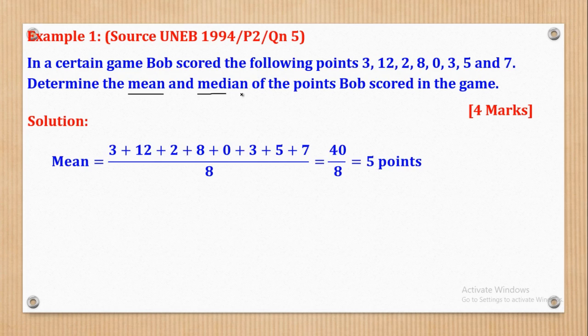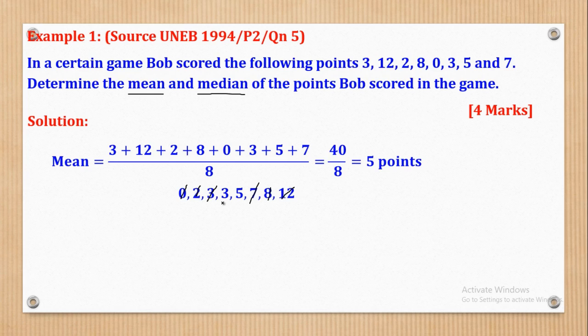Now we shall go to median. For median, we have to first arrange them in either ascending or descending order. So let's arrange them in ascending order, starting from the smallest to the biggest. What we do is keep on crossing on either side. If I cross one data value on this side, I'll cross another data value on the other side. I'll do the same until I remain with the middle values.